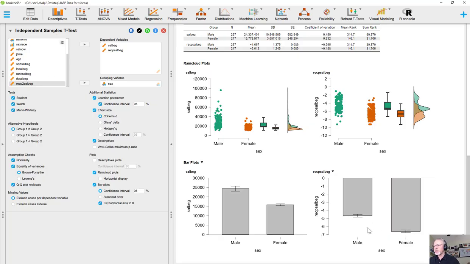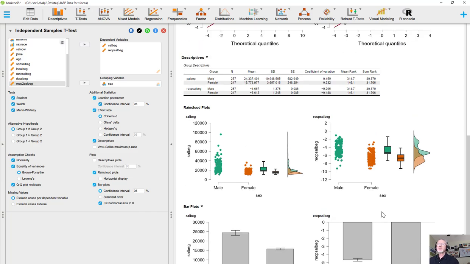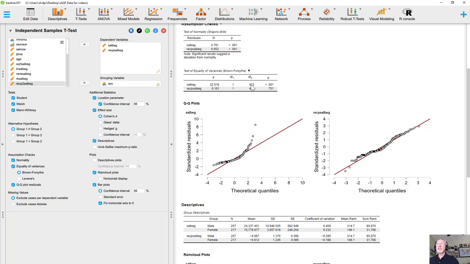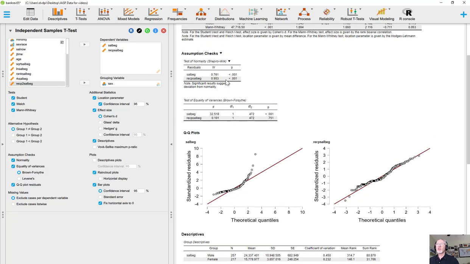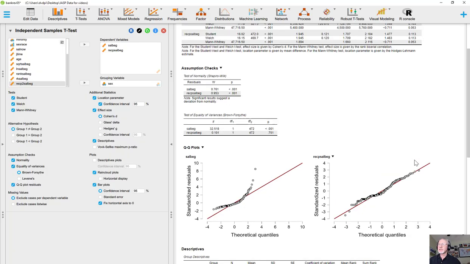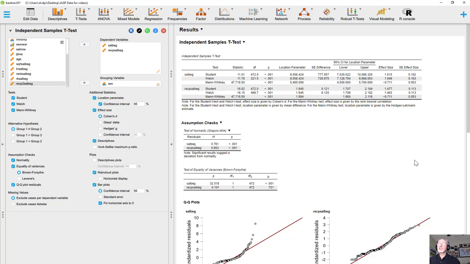From an interpretation point, though, you're seeing the same pattern here. Males make more than females, but the reciprocal really gives you a problematic interpretation. Notice in terms of the normality assumption, we're still showing a violation of the normality assumption, but again, this is overpowered. And these data points, residuals, are now lining up on the normal distribution line in a fairly nice fashion. So it indicates that we no longer really need to worry about the normality assumption.